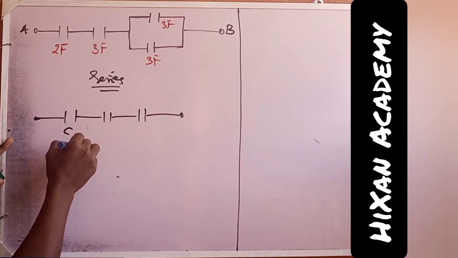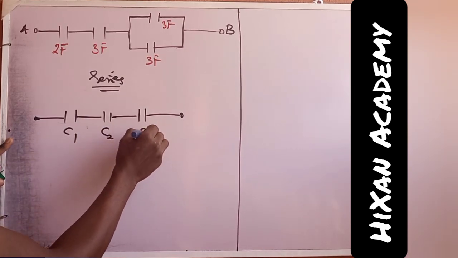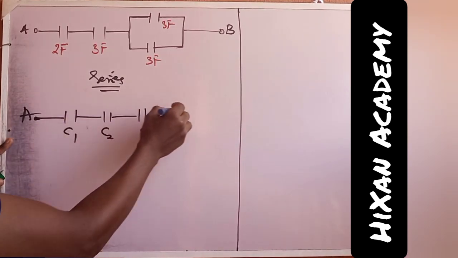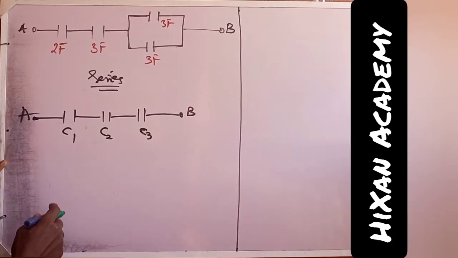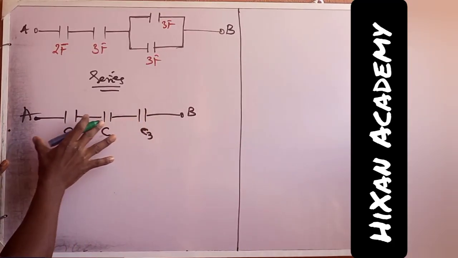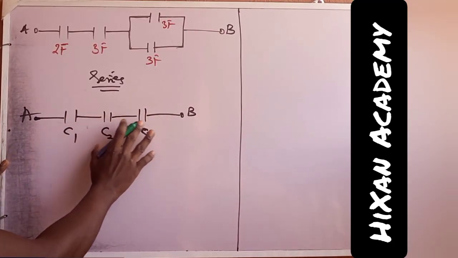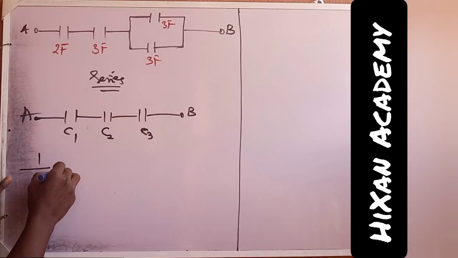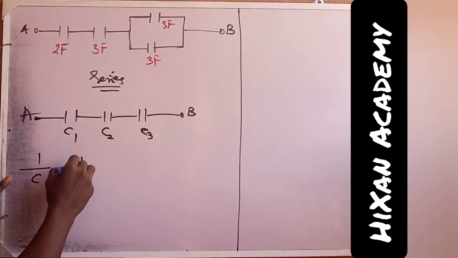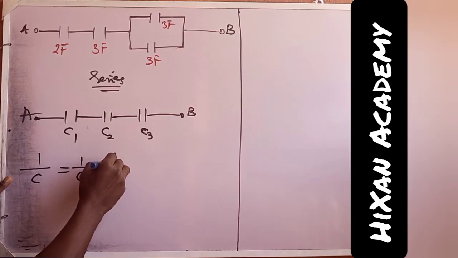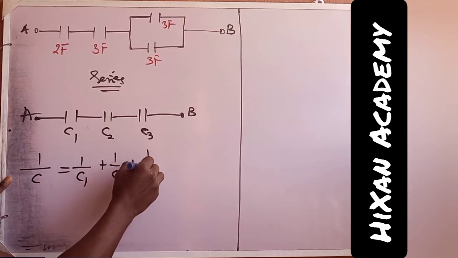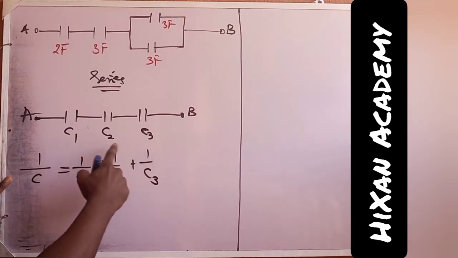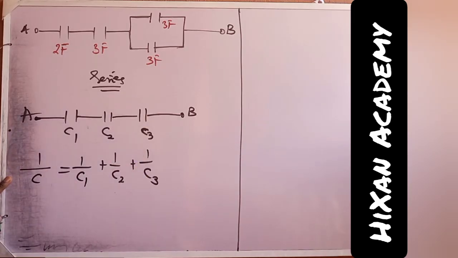Okay, this is C1, C2, and C3. This is point A and point B. So, to get the effective value of these three capacitors in series, the value will be 1 over C, which is the effective value, equals 1 over C1 plus 1 over C2 plus 1 over C3. So this gives us the effective value of capacitors when they are in series.